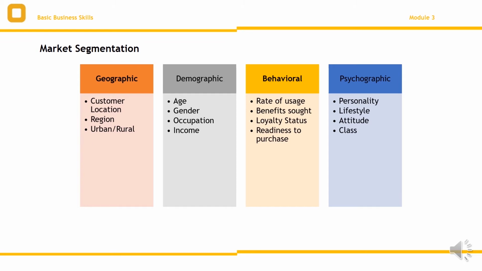You could also segment your market based on what we call behavioral segmentation. Behavioral segmentation refers to the rate of usage of a product or service. It refers to buying decisions like benefits sought for a product or service. It refers to readiness to purchase. It refers to brand loyalty as well as status. You could also segment your market based on psychographic elements. Psychographic elements here refer to people's personalities, attitudes, lifestyles, and class. All of these can be used to create a specific segment that you are going to target for your product or service.